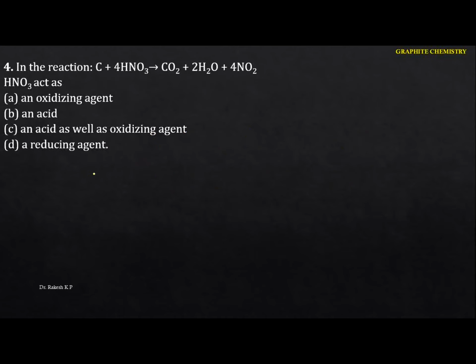In the reaction, carbon plus nitric acid gives carbon dioxide, water, and also nitrogen dioxide. Okay, nitric acid acts as, just identify this one here. So we know that it is a redox reaction here. Okay, just go to this one. So carbon plus nitric acid gives carbon dioxide plus water, and also we are going to get nitrogen dioxide.